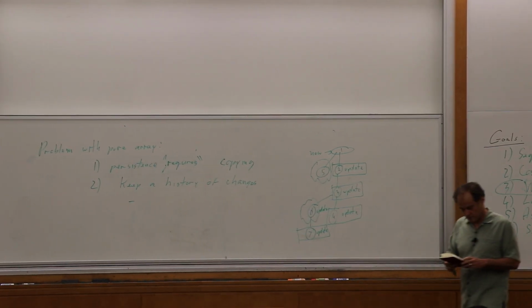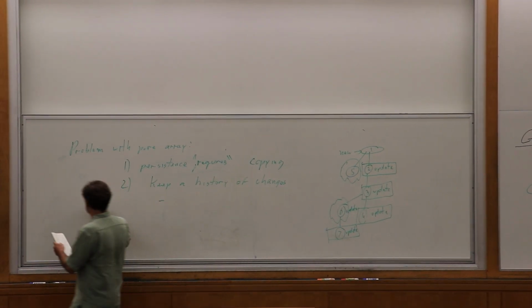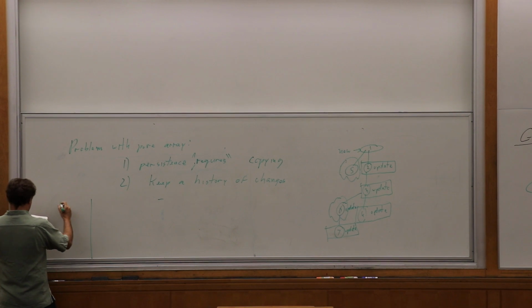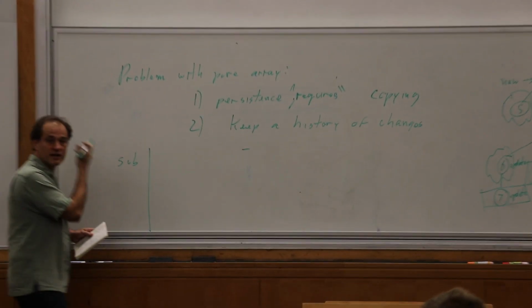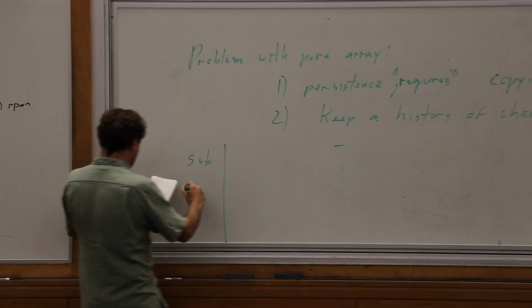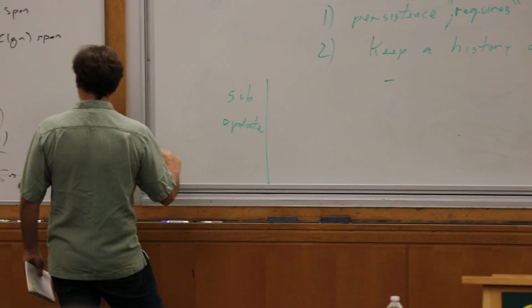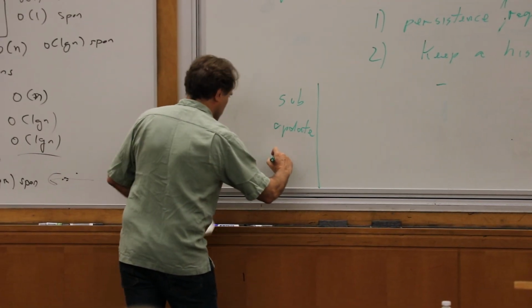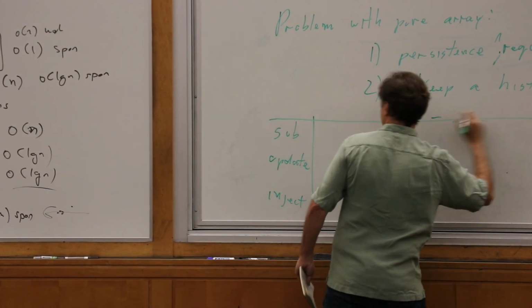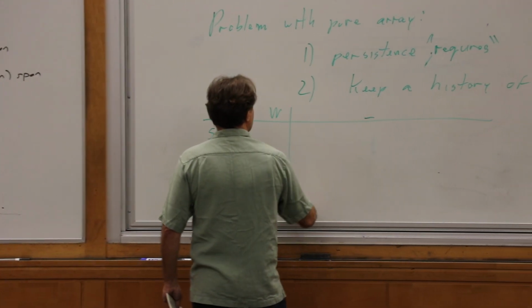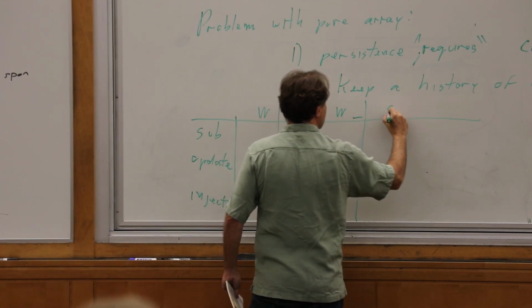Mm-hmm. And in particular, the cost we're going to want is something like this. We're going to basically create a table. We're going to have various operations. We're going to have sub, let's say that just extracts an element, and update, and what's the last one? Inject. And the cost we're going to aim for is we're going to have work and span. In this case, we're going to have 2 works and spans.